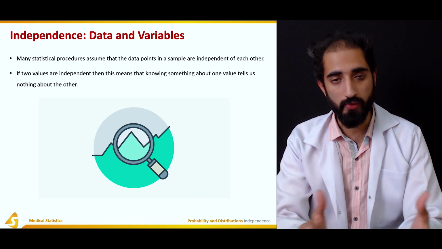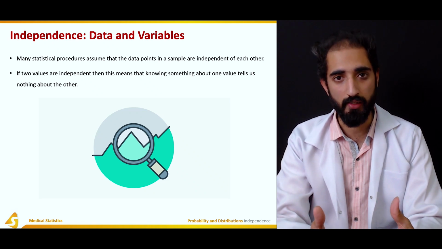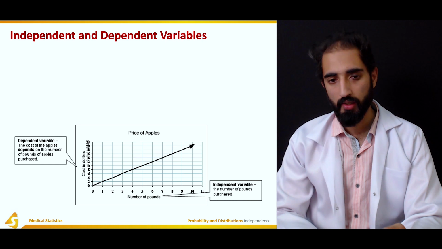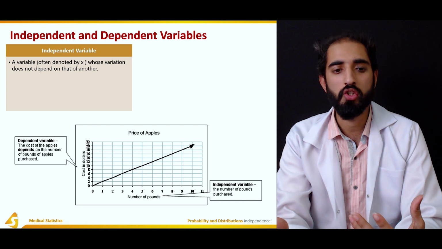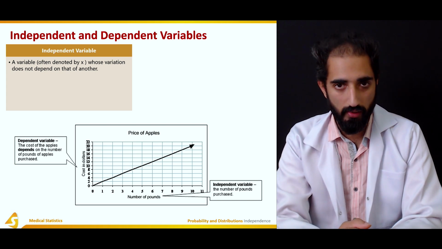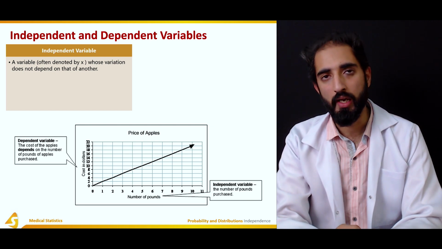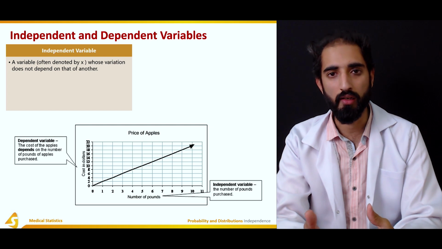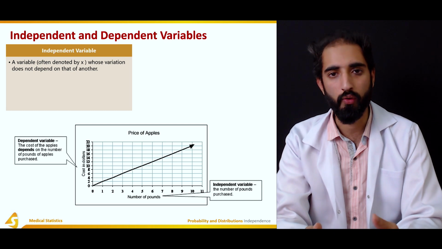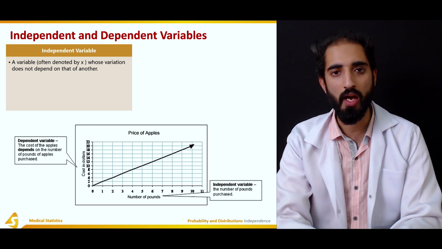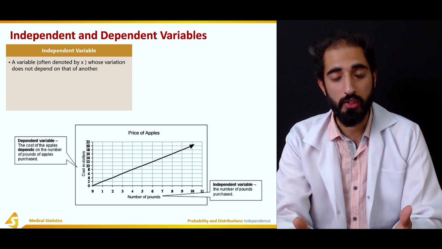So that brings us to the two types of variables, the independent variables and the dependent variables. An independent variable, as the name suggests, is a variable whose variation does not depend on that of another. For example, if I take skin color and height, changing the skin color would have no effect on the height, because height is entirely independent of the skin color. So these two variables are not depending on each other.